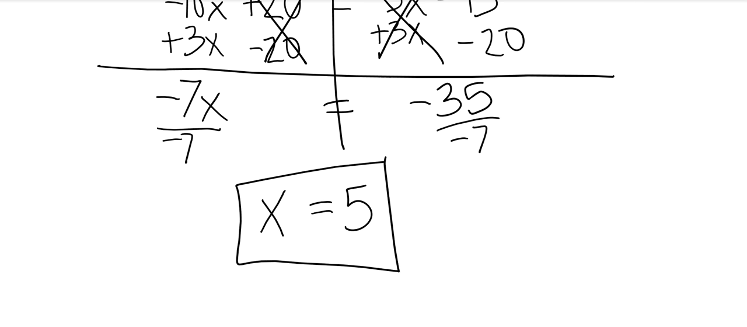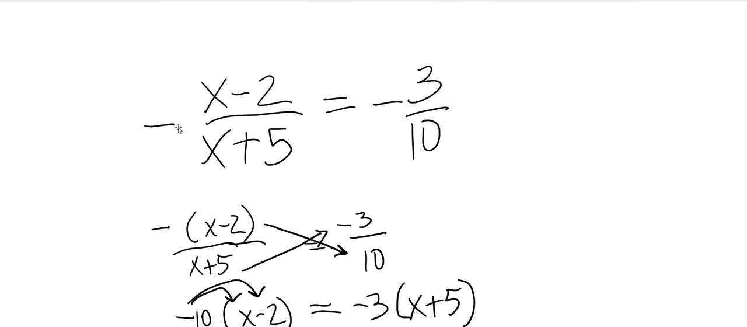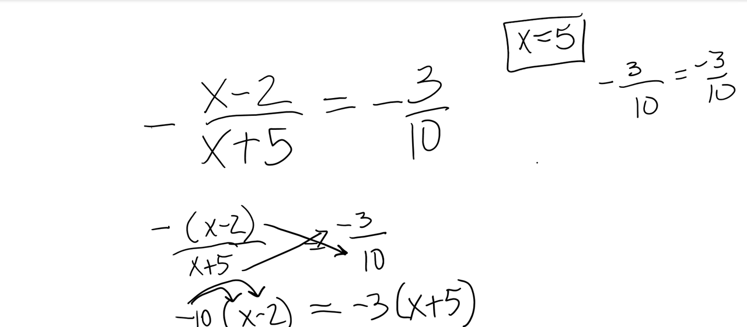So the relationship is proportional when x is equal to 5. Negative 5 minus 2 is negative 3 over 5 plus 5 is 10. So that's how I would get negative 3/10 equals negative 3/10. So the solution is x equals 5.